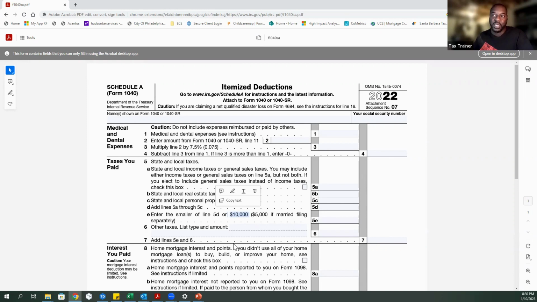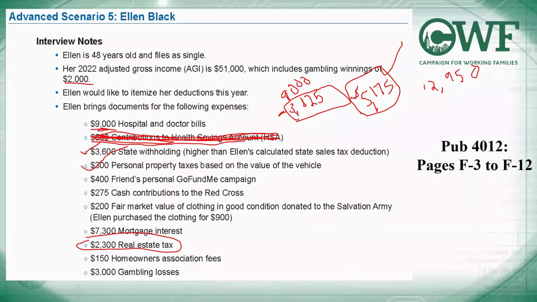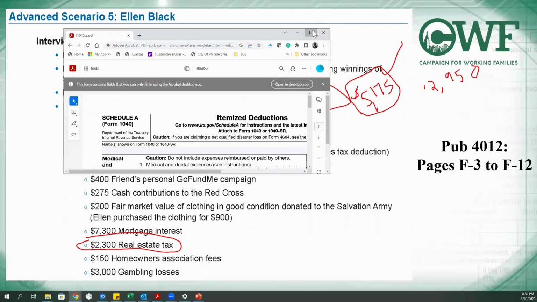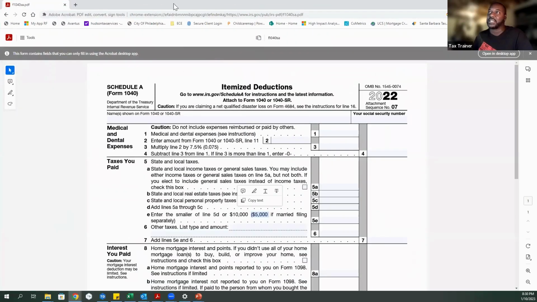No matter how much you paid in taxes, you can't go more than $10,000, and you can't go more than $5,000 if you're married filing separately. So let's say this person... Now, is that medical? No, that's taxes paid. That's only taxes. Okay.